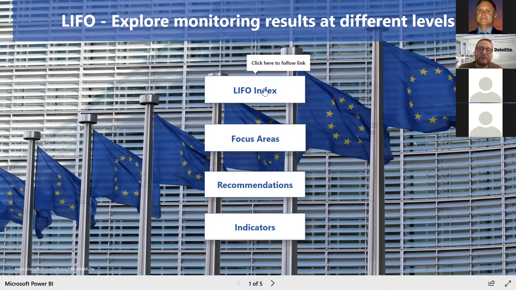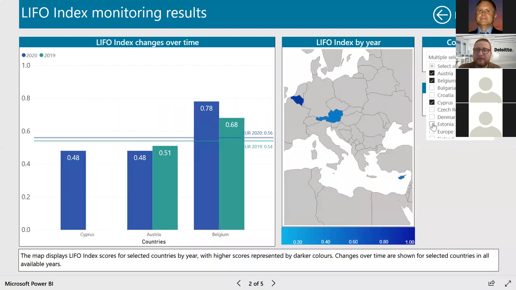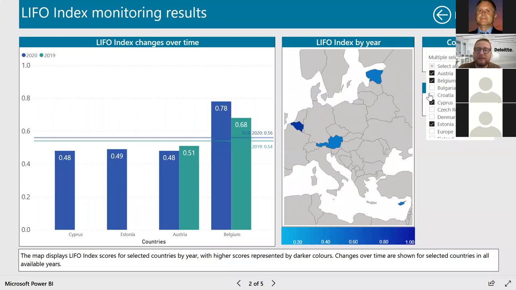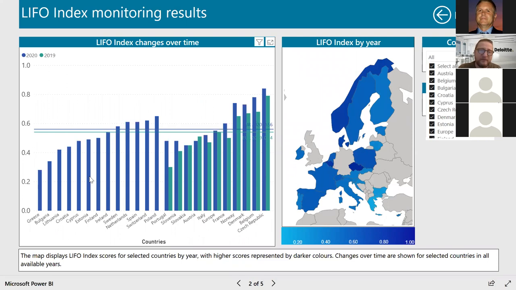The entry point to the dashboard is presented this way. You can navigate from here to the various dashboards, starting with the LIFO index. So here you can, for example, select different countries. The selection, as you can see, updates dynamically both the heat map and the bar chart. You can select all countries together. As you can see, there is a group of countries that reports results only for one year and the 10 countries reporting results for both years.